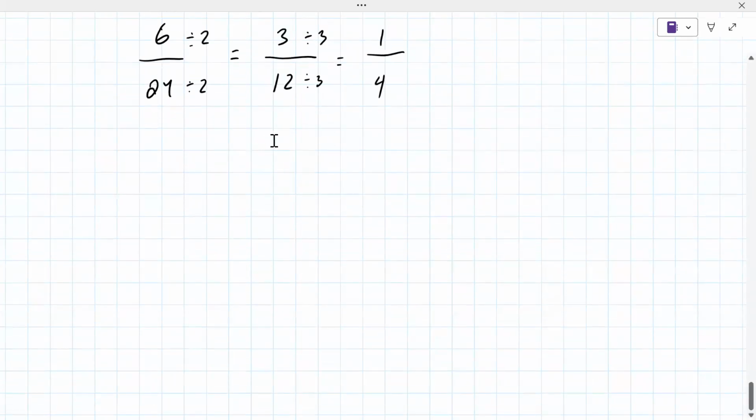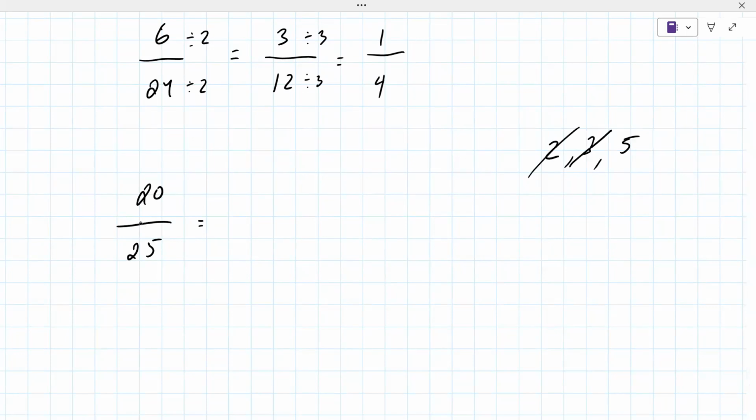Okay. Here's another example. Let's say it's like 20/25. Okay. You start with 2. Is 20 divisible by 2? Yes. But 25 is not. So that's out. All right, 2 didn't work. How about 3? Is 20 divisible by 3? No. So then you go to 5. Is 20 divisible by 5? Yeah. Divide both of these by 5. What's 20 divided by 5? 4. And 25 divided by 5? 5. Very good.